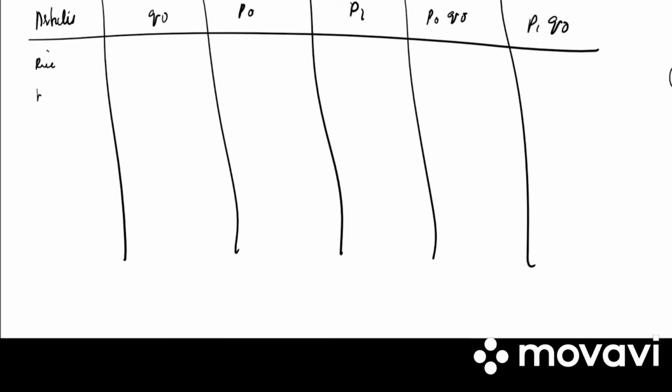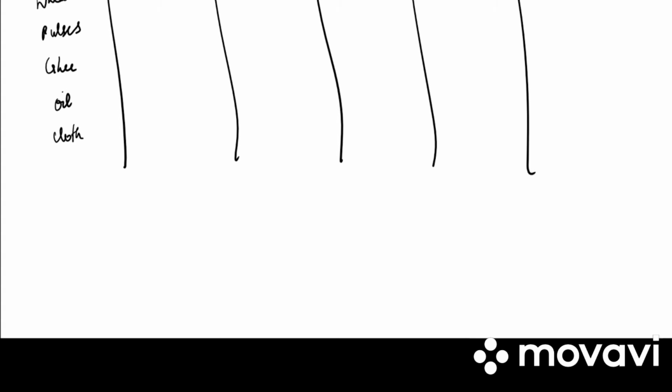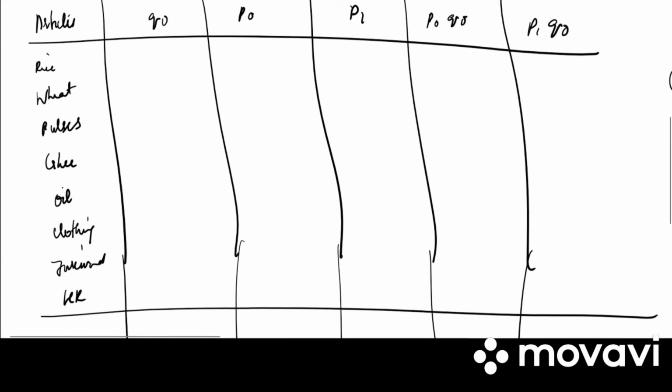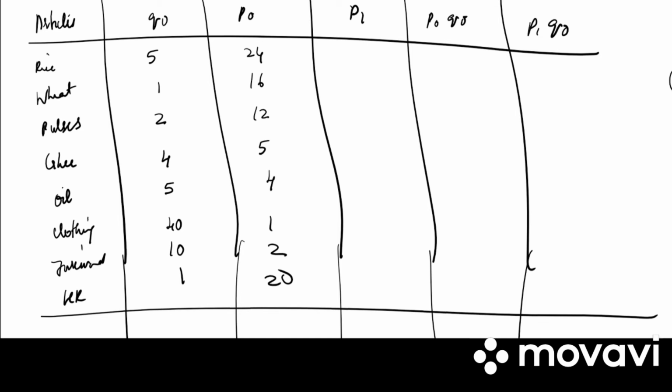So rice, wheat, pulses, ghee, oil, clothing, firewood and house rent. Q0 is 5, 1, 2, 4, 5, 40, 10, 1. P0 is 24, 16, 12, 5, 4, 1, 2, 20. P1 is 30, 20, 18, 6.25, 5, 1.5, 2.5, 25.